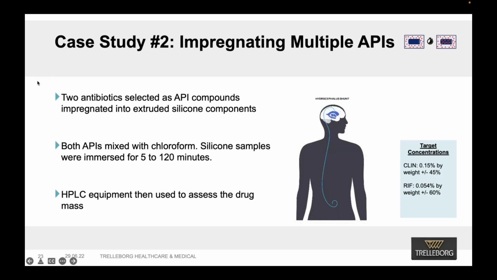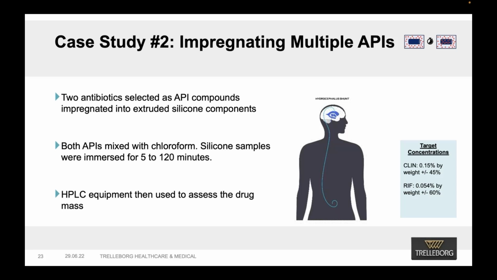So there were 2 antibiotics that we selected and attempted to impregnate into a single extruded silicone sample. And we used hydrocephalus shunts as an example of a product that was in the market.